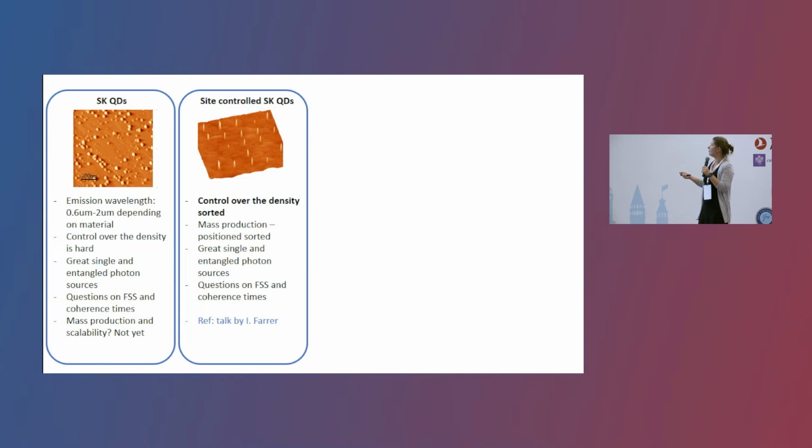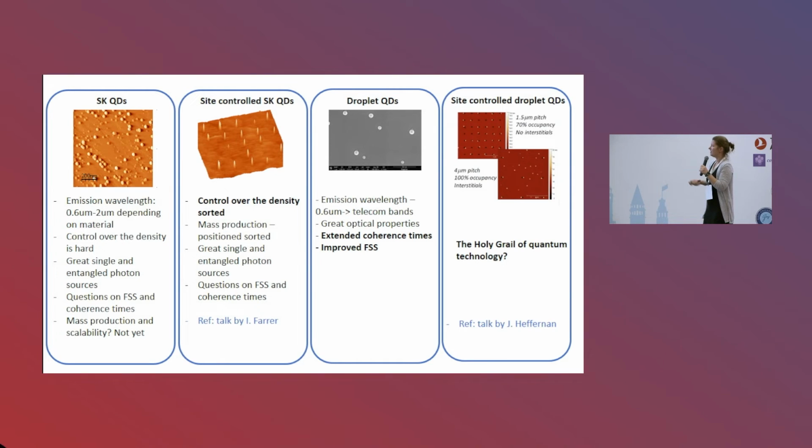And then finally, in the talk presented today by John Heffernan, we found out that there have been some first attempts to combine the two, droplets and site-controlled quantum dots. Essentially, they've managed to show that the droplets respond to finding the lowest potential energy on the surface of the wafers. The droplets like to form themselves within the pit, and they present about 70% occupancy within a certain area. And I believe that if we tick all those boxes, that could be the holy grail of quantum technology in terms of photons and manipulations of photons.